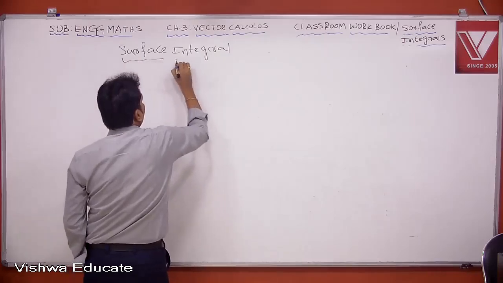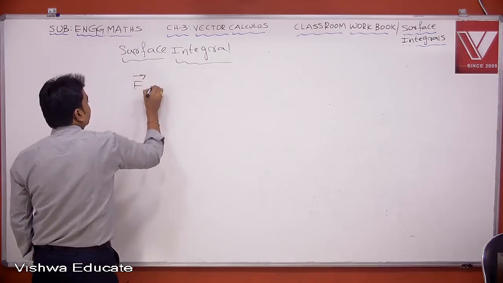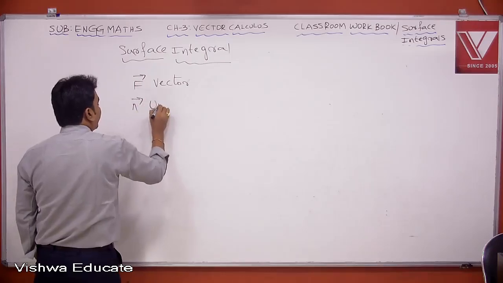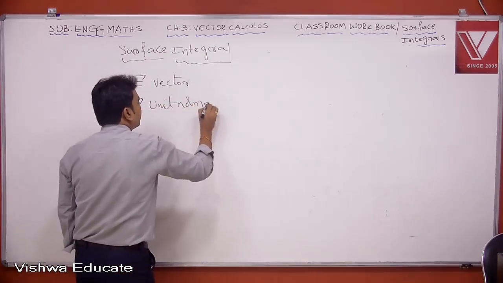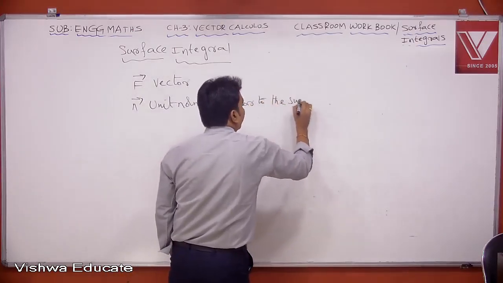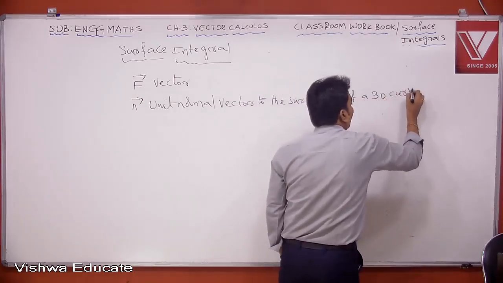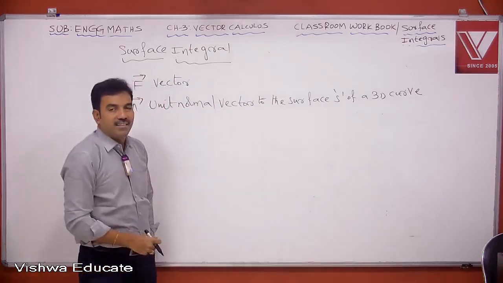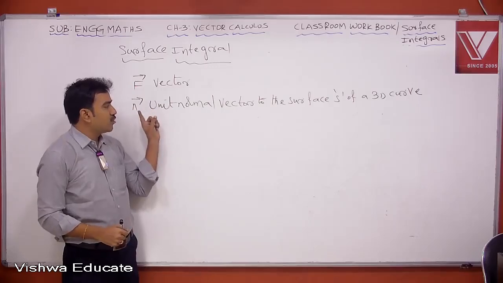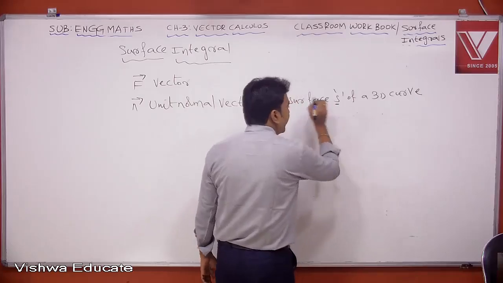Now let us see what are the parameters required to define a surface integral. Suppose f bar is a vector. And n bar is a unit normal vector to the surface S of a three-dimensional curve. So here we were discussing two important points. One is f bar and another is a unit normal vector to the surface S of a 3D body. So basically this S is nothing but the surface of a three-dimensional body.